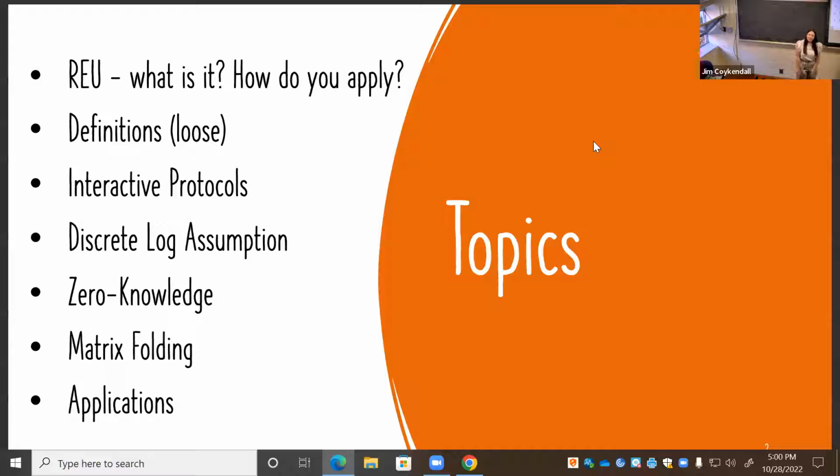So a little bit about what we're going to go over today. Some of our topics are: what is an REU? What does it look like? How do you apply? We're going to talk about a few definitions. They're pretty loose, nothing too scary. Interactive protocols, the discrete logarithm assumption. Then we're going to go into the fun part, which is what is zero knowledge. And then we're going to talk about matrix products and matrix folding, which was the bulk of our research this summer. And then I'm going to go over a few applications of zero knowledge in the real world.